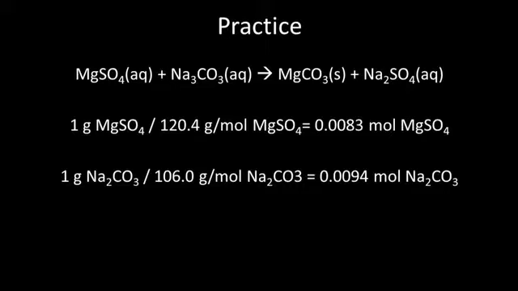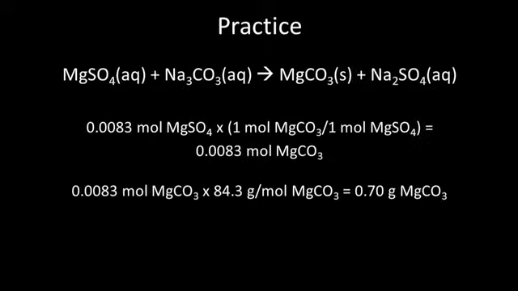So that's how many moles of the product we're going to produce. We then multiply that by its molar mass, and we're left with 0.70 grams of magnesium carbonate.